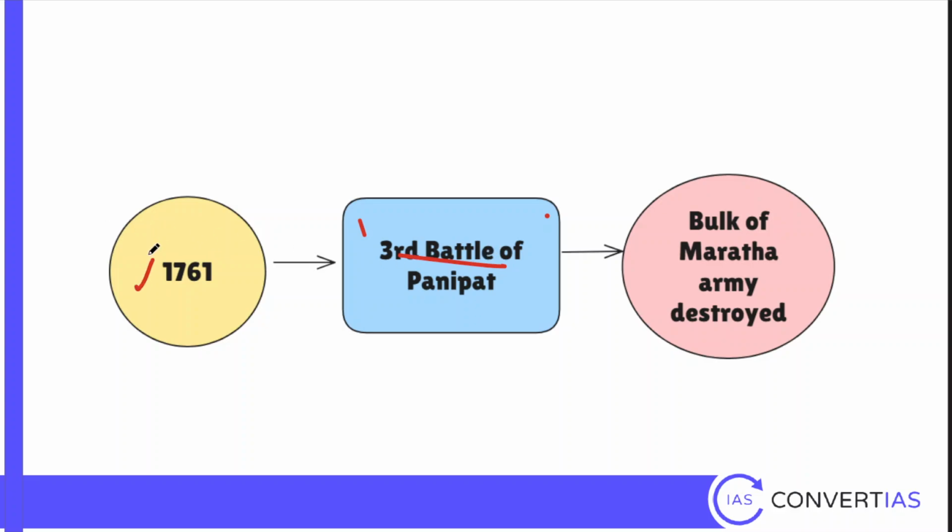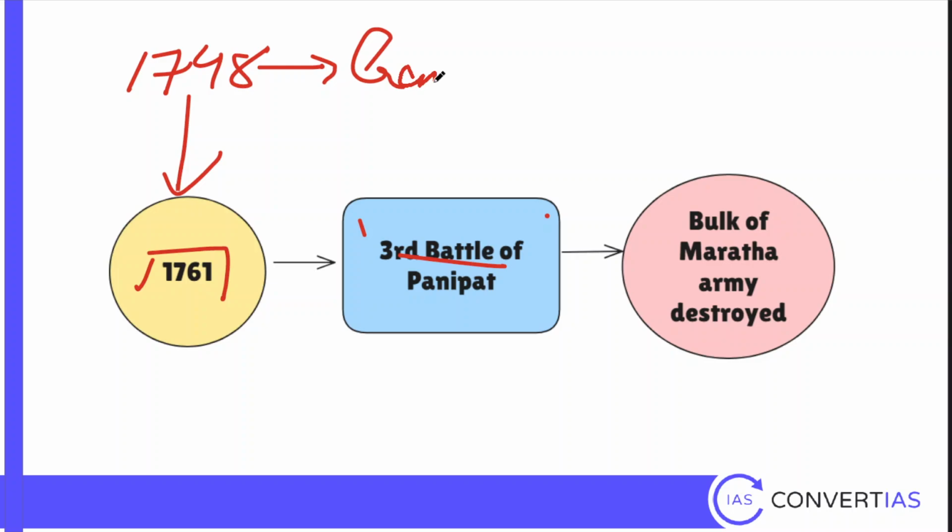From 1748 to 1761, Ahmad Shah Abdali, the successor of Nadir Shah, invades the Indian subcontinent. He appoints a general to look after the subcontinent's affairs. This general gets defeated by the Marathas, because they are also a strong power here. So Ahmad Shah Abdali comes back. He takes revenge. In 1761, he completely destroys the bulk of the Maratha army. This puts a curtain on the Maratha ambitions.